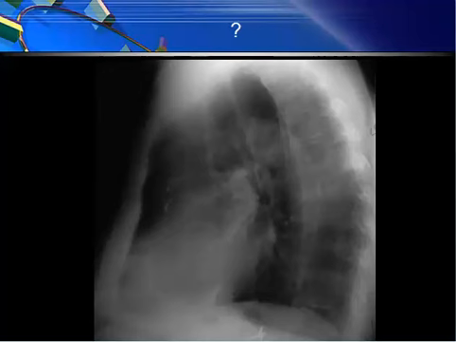What is this? Chest wall. There is something abnormal. It is a continuous line of calcification along the anterior spinal ligament due to ankylosing spondylitis.